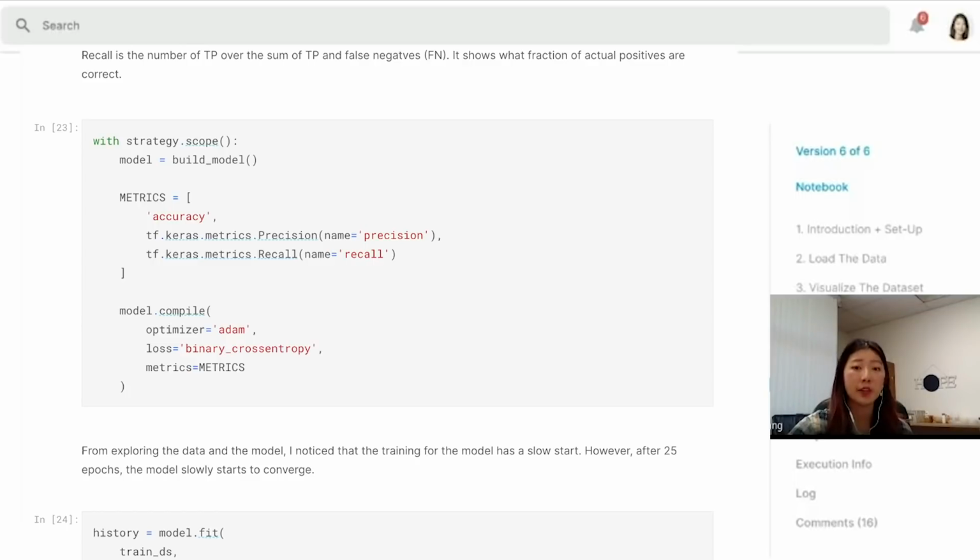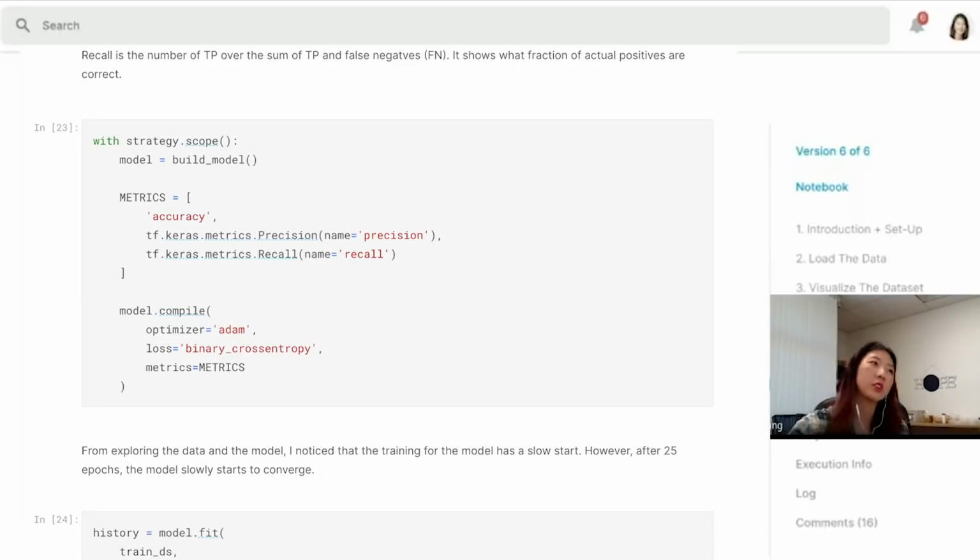But the problem with accuracy, especially with imbalanced data, is that it can give a false impression of the quality of your model. For example, if you have a data set that's 99% one and 1% zero, and you have a model that only outputs one, the accuracy will be 99%, even though the model is not that great. So we have to use other metrics to determine the quality of our model.